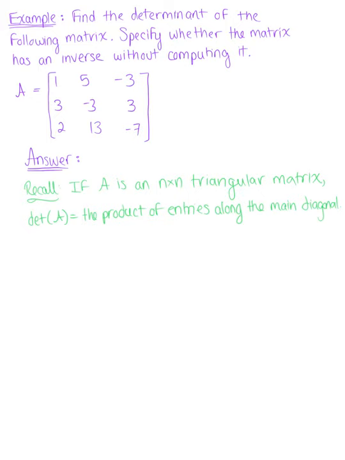Find the determinant of the following matrix. Specify whether the matrix has an inverse without computing it. So in addition to the 3 row reduction properties that we've just reviewed, we want to keep the following theorem in mind. Let's recall that if A is an n by n triangular matrix, then the determinant of A is the product of entries along the main diagonal.